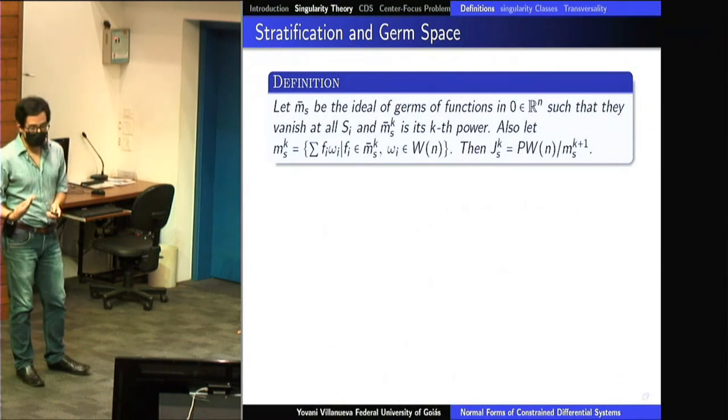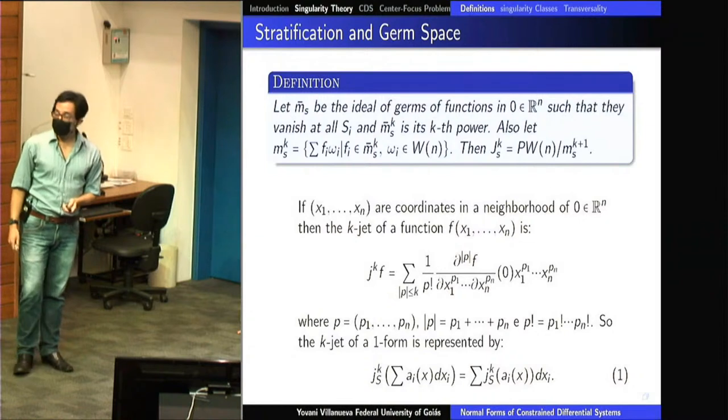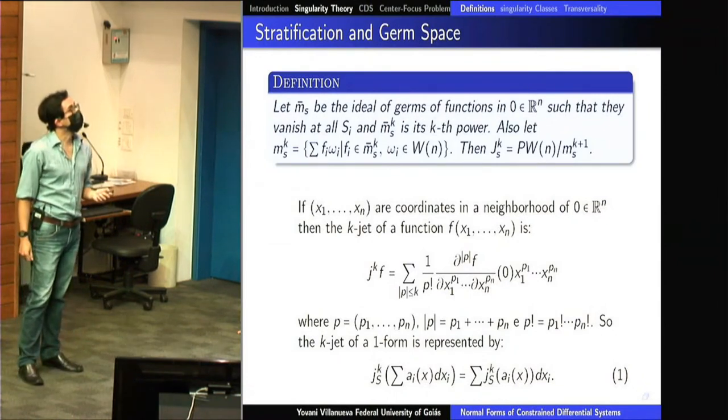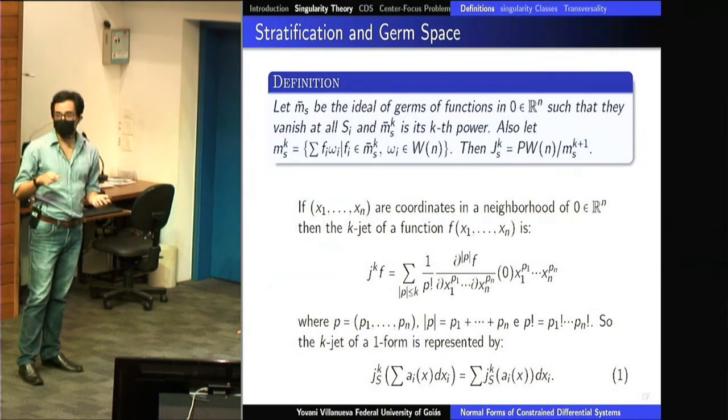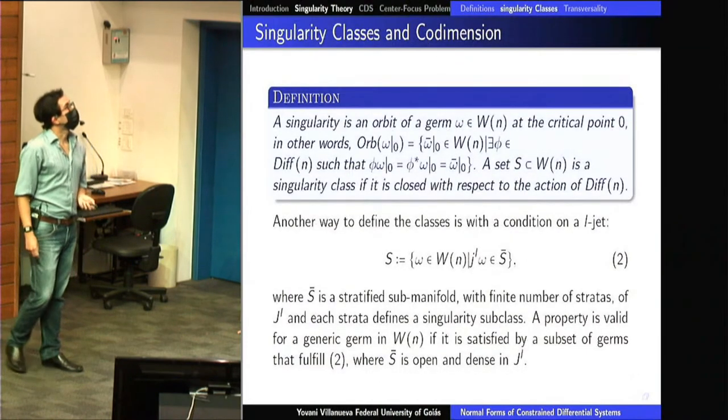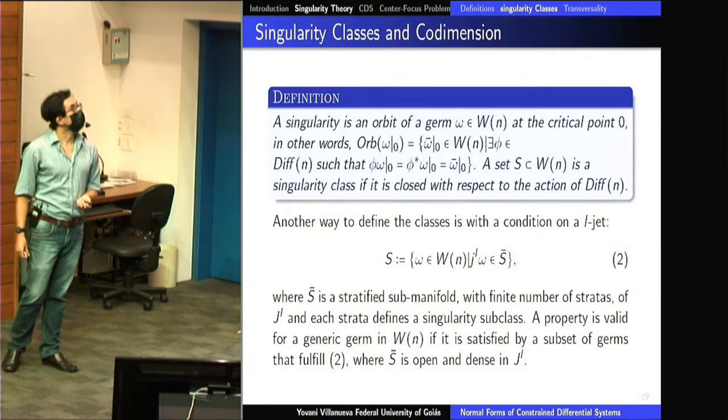As we are in a real space, we can find an explicit form for those jets. For example, this is the jet of a function, in this case using the partial derivatives. Also we will have the jet of a one-form: if we have a one-form here, then its jet is the jet of each coefficient function of the one-form. This is one of the main definitions.